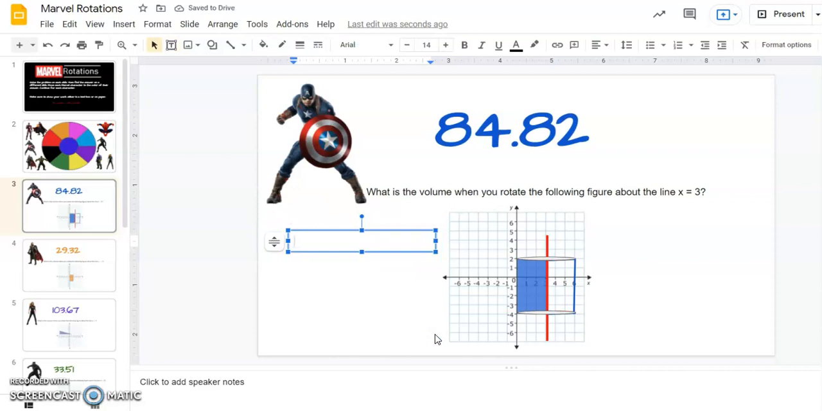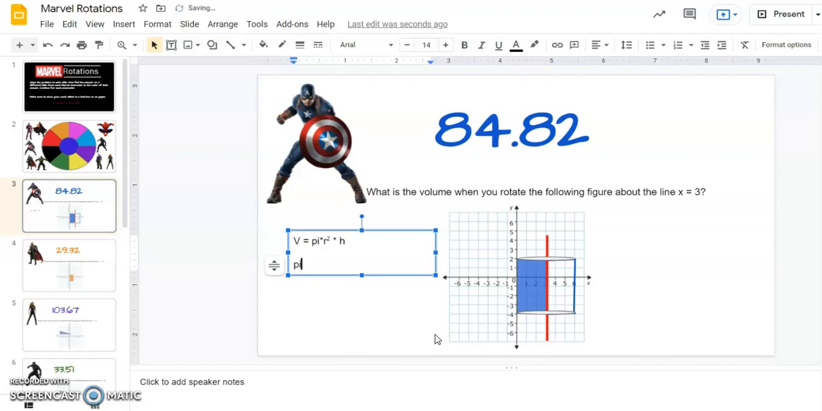So remember, volume of a cylinder is pi. I'm just going to type pi. Times r squared. To get squared, you can hold down Control and hit period, and you'll get that. And then if you hit Control period again, it goes back to normal size. So pi r squared times h is how you get the volume of a cylinder. So let's fill in what I know.